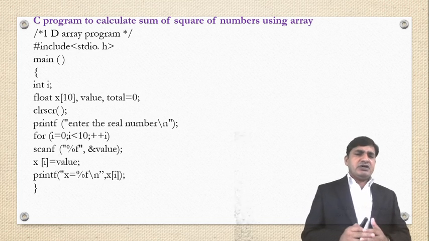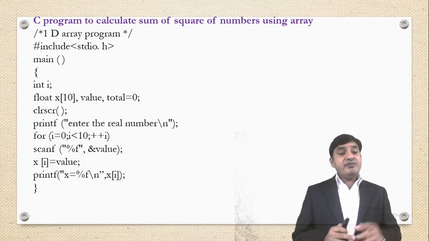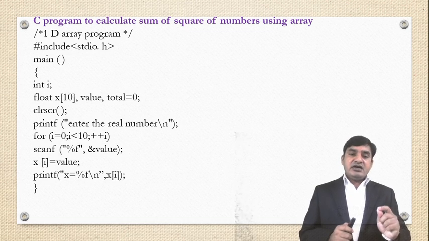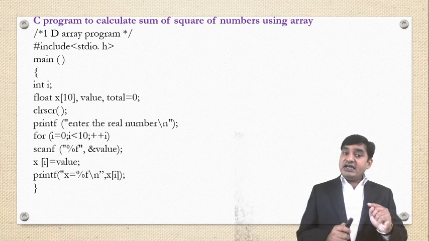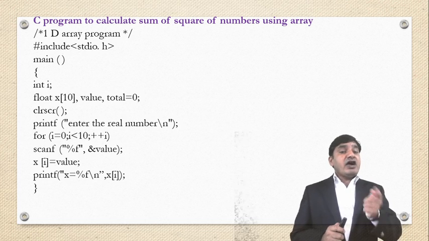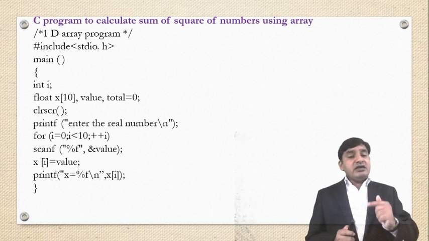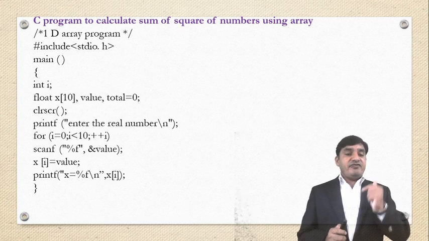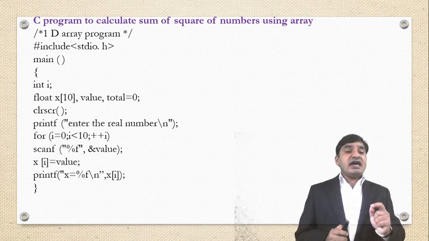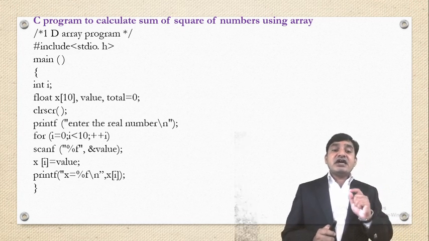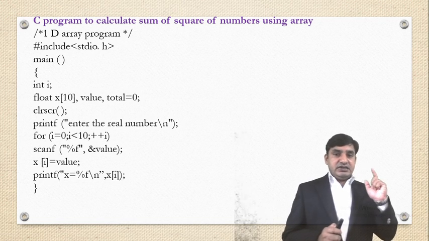It consists of a decimal point. Now x[i], this is again the array, is equal to value. The value which is entered by the previous scanf function is considered as the first array element.